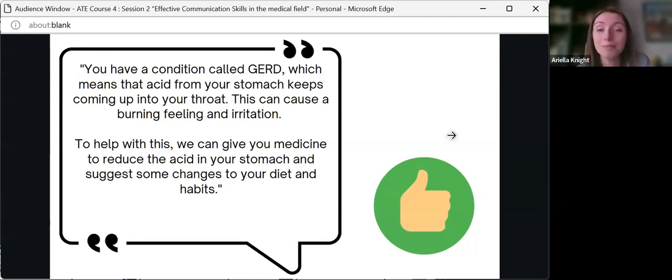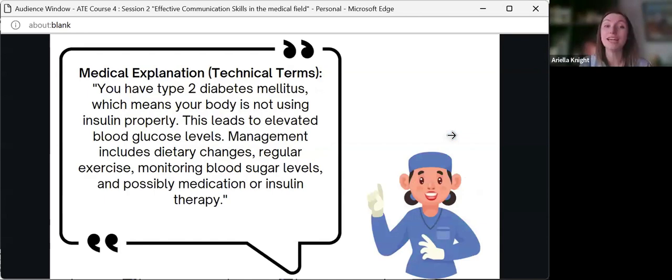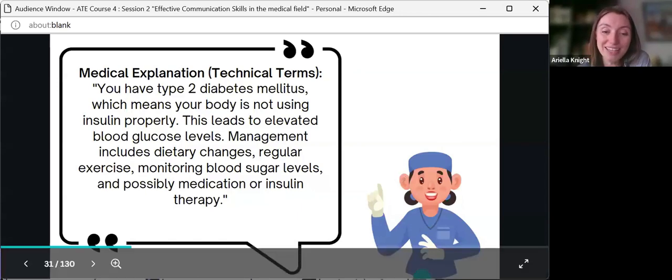Number 2, we're going to try it again. We have diabetes on this one. The medical explanation is you have type 2 diabetes mellitus, which means your body is not using insulin properly. This leads to elevated blood glucose levels. Management includes dietary changes, regular exercise, monitoring blood sugar levels, and possibly medication or insulin therapy. 2 minutes. What is a simpler way to say this?